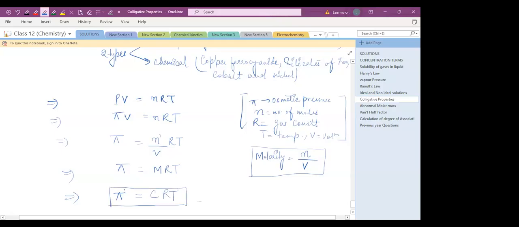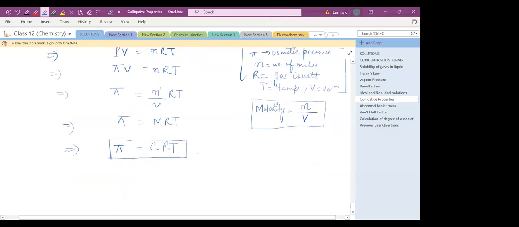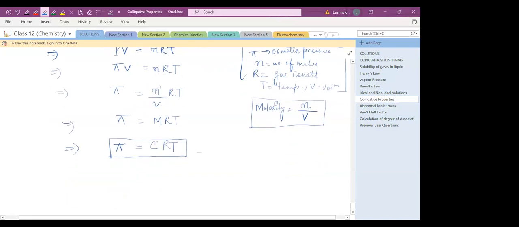What is C? C is the concentration of solution. R is your gas constant. T is your temperature. And pi is your osmotic pressure. So that's the relationship between the osmotic pressure, your concentration, and your gas constant and temperature. So this formula is very important. Just write it down.